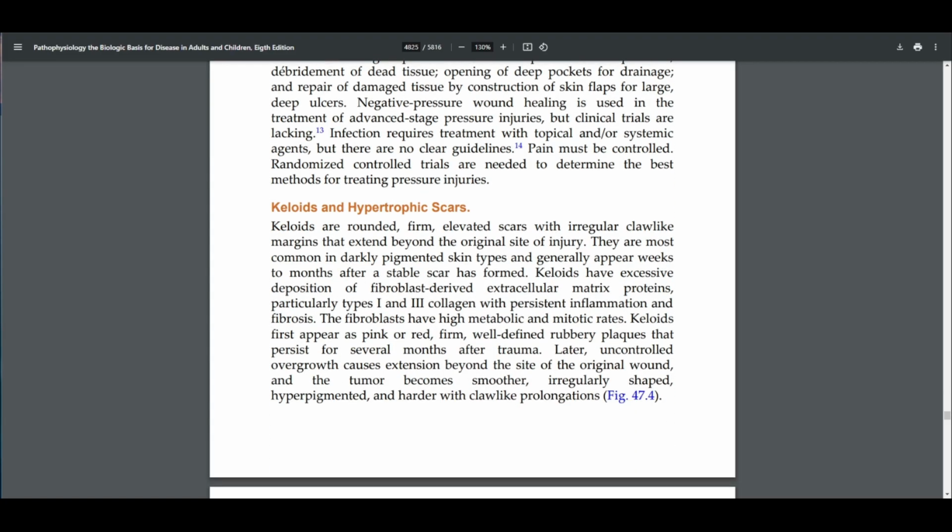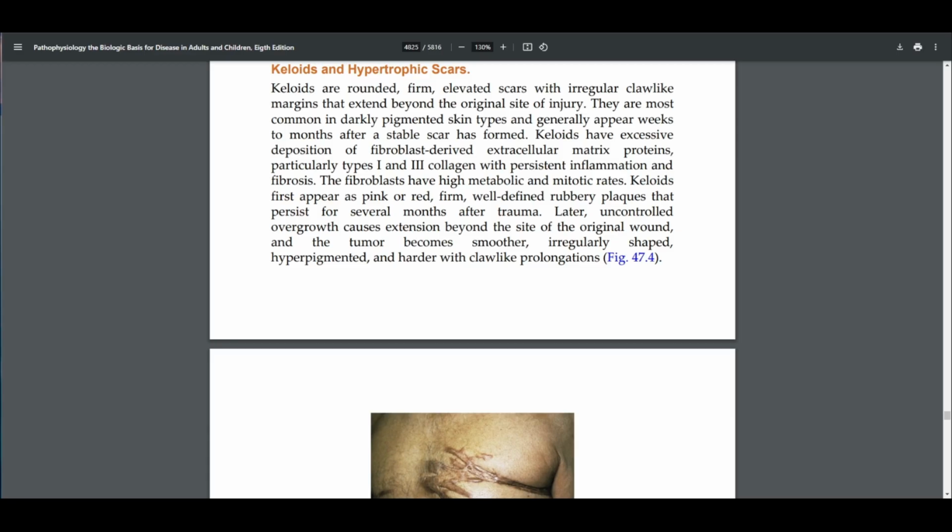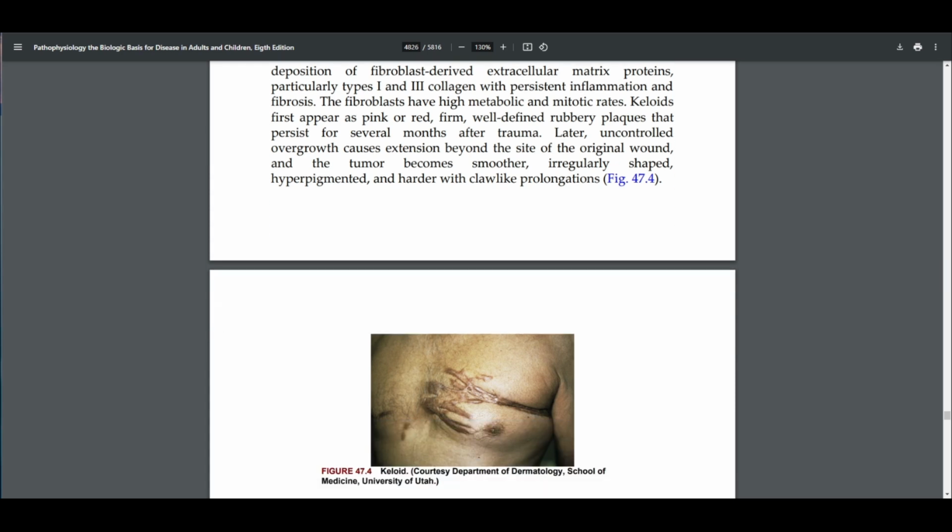So now we're talking about keloids and hypertrophic scars. Keloids are round, firm, elevated scars with irregular, claw-like margins that extend beyond the original site of injury. They are most common in darkly pigmented skin types and generally appear weeks to months after a stable scar has formed. Keloids have excessive deposition of fibroblast-derived extracellular matrix proteins, particularly types 1 and 3 collagen, with persistent inflammation and fibrosis. The fibroblasts have high metabolic and mitotic rates.